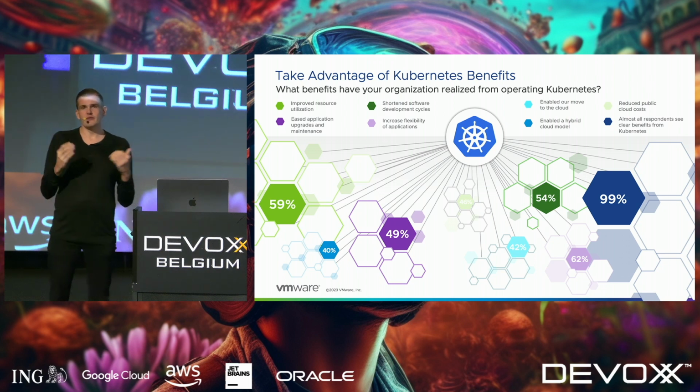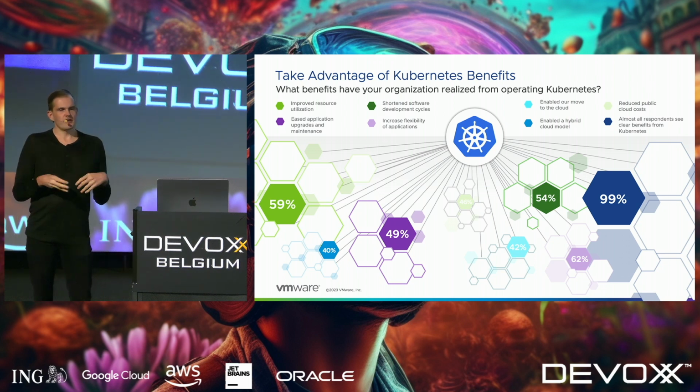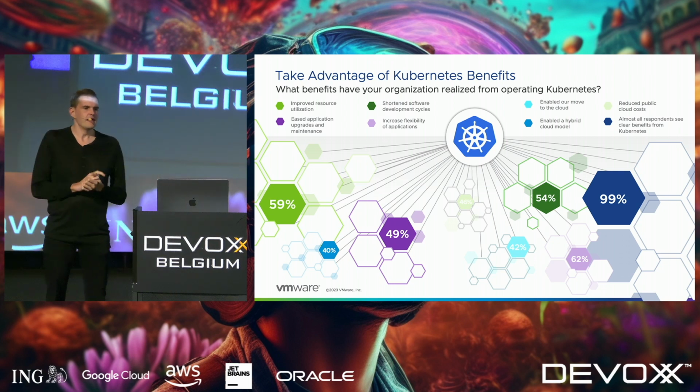And this really enables a hybrid cloud model so that you can run your applications in the same container on premises and also in the cloud if you want to, for example, scale or have specific demand.